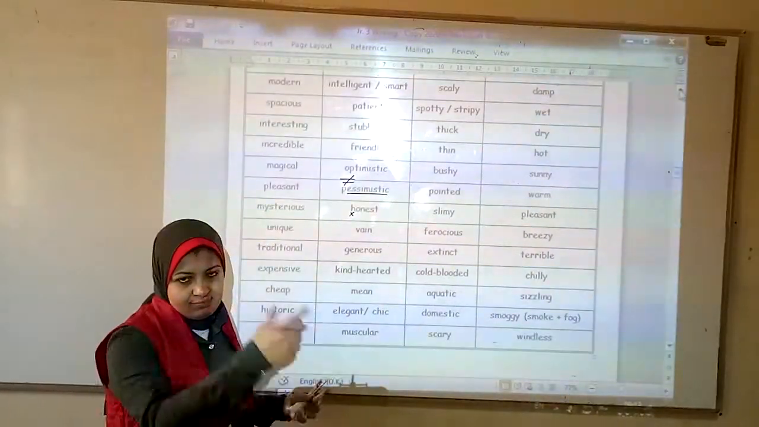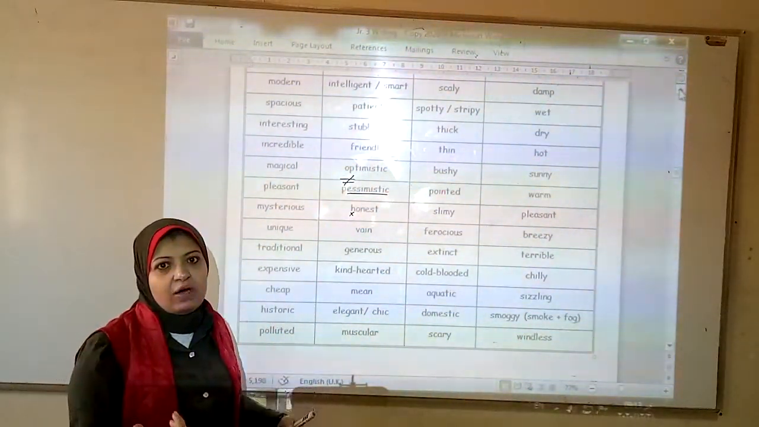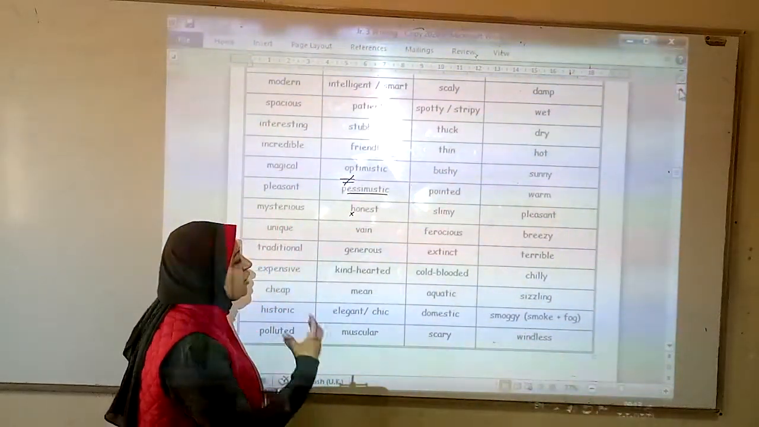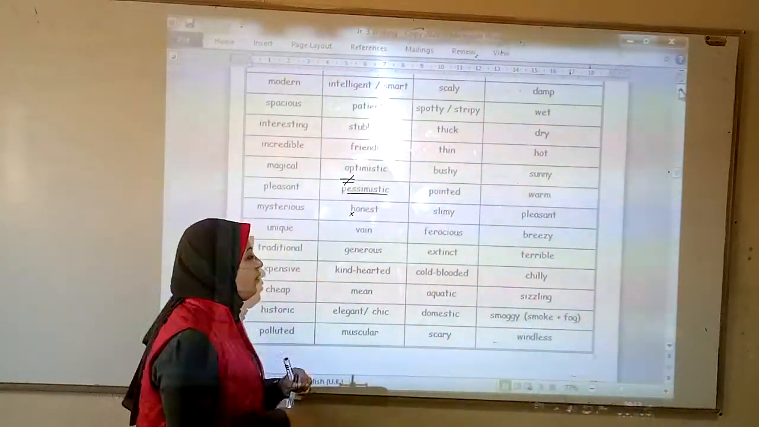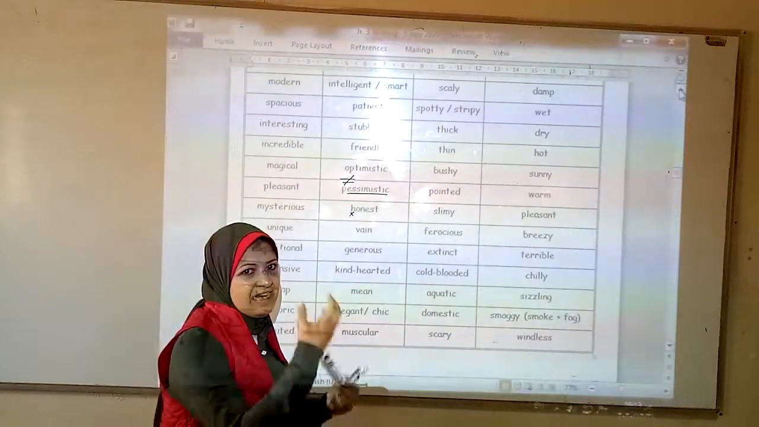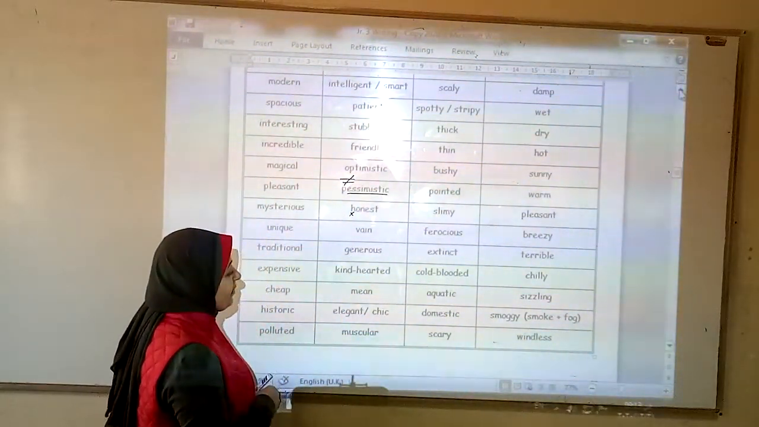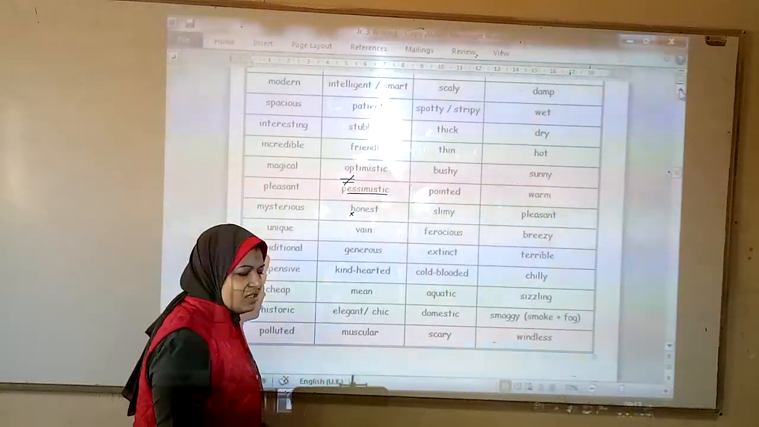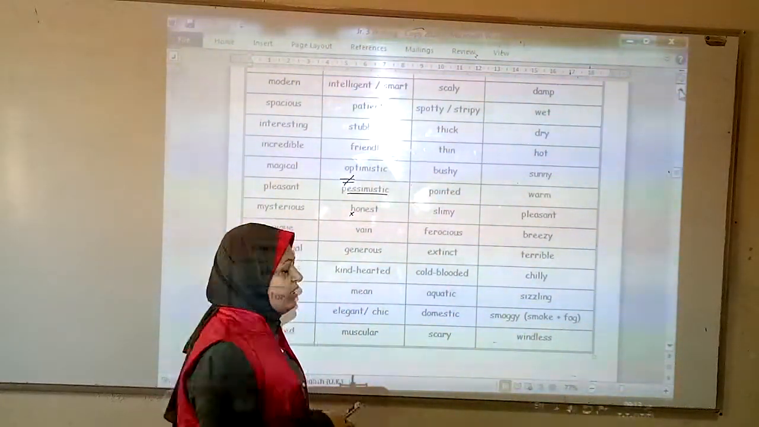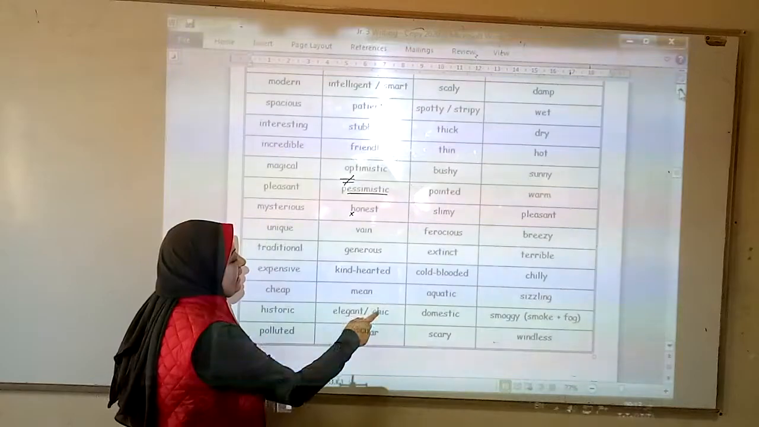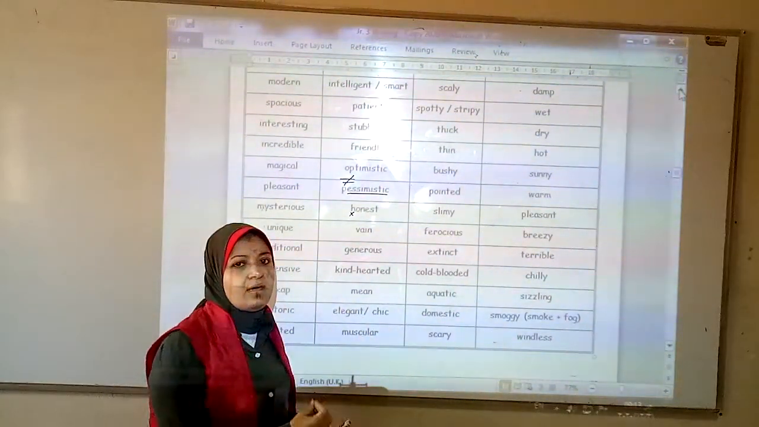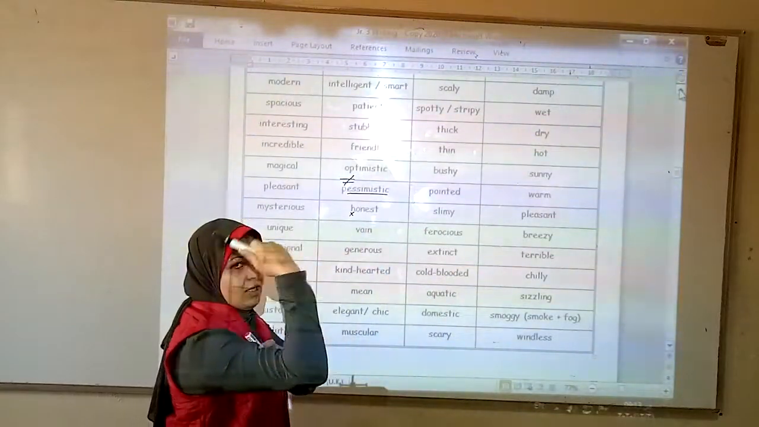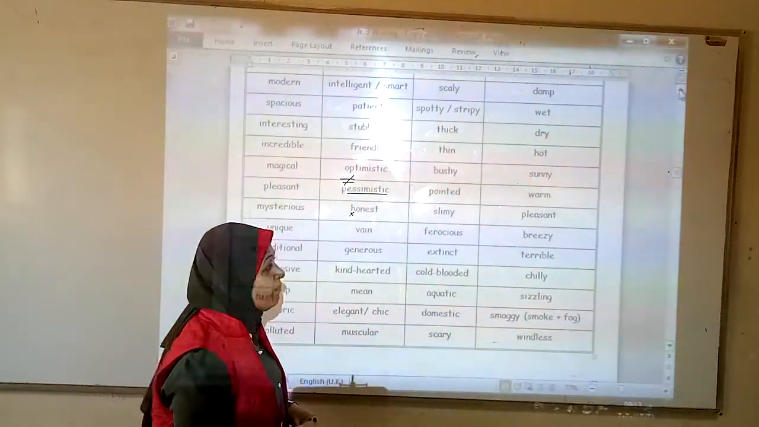Generous, you don't think about keeping and saving money only. Kind-hearted, someone who loves everybody and does good things to make them happy. Mean and rude, like vain, someone who is bad at dealing with people. Elegant or chic, wearing in a good way. Muscular, with strong muscles.